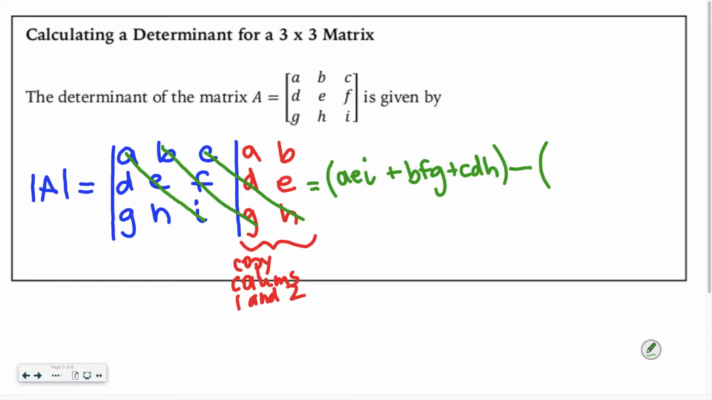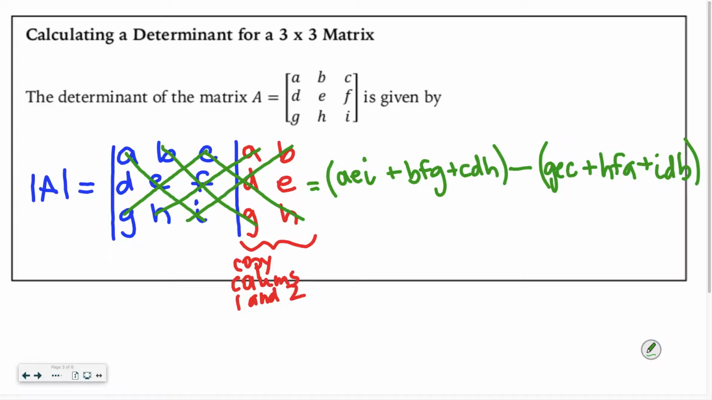Okay, so now we're going to do all of our up diagonals. So G times E times C, added to the next diagonal, H times F times A, added to the next diagonal, I times D times B. So you have to multiply 6 times and add some numbers together. That's not that bad. You just have to be careful with your multiplication.